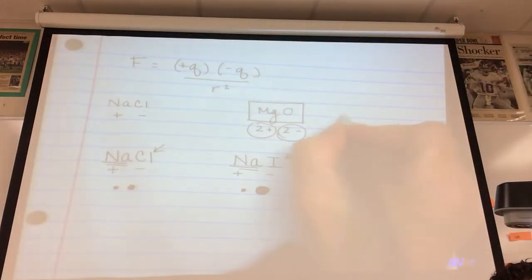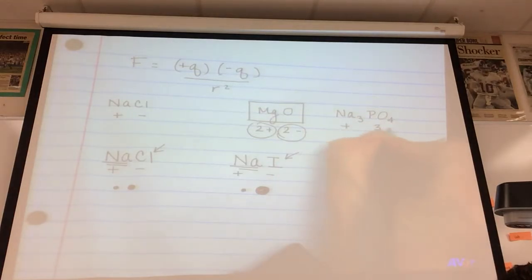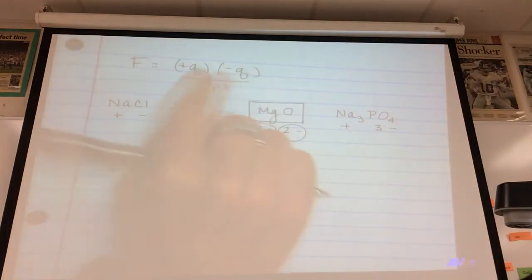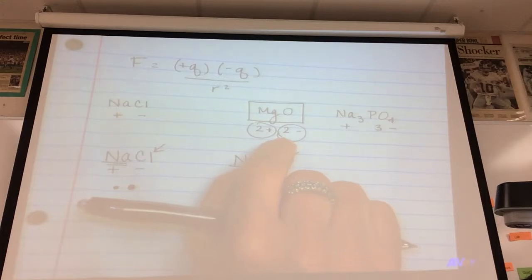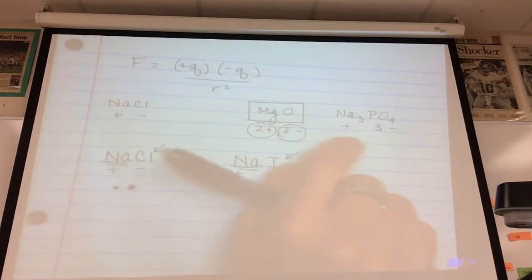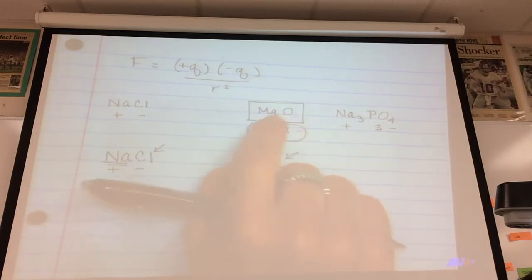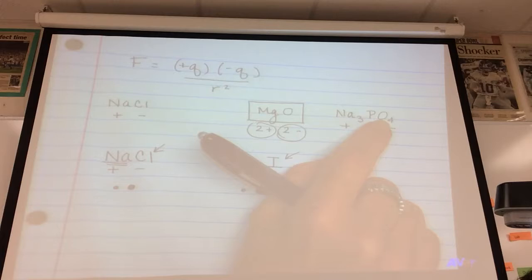No, I know where you're going with this. So if you had sodium phosphate, you have 1 plus and 3 minus. And it's charge. So in this case here, you've got 4 versus 3 because you're multiplying. And these two are going to get closer together because a phosphate ion is going to be pretty hefty in size. I wasn't thinking that you were multiplying.